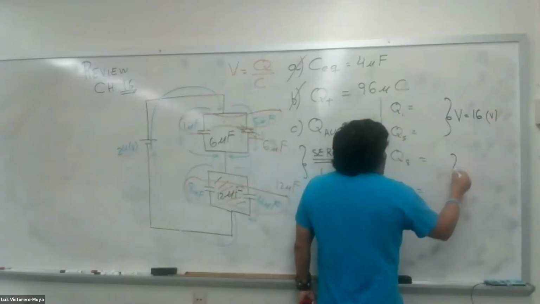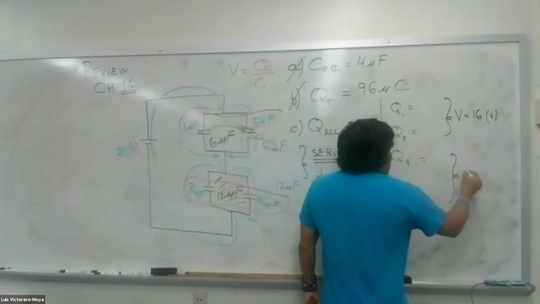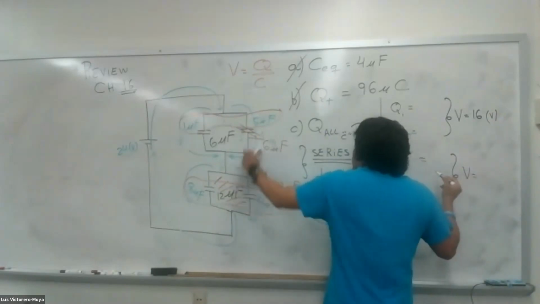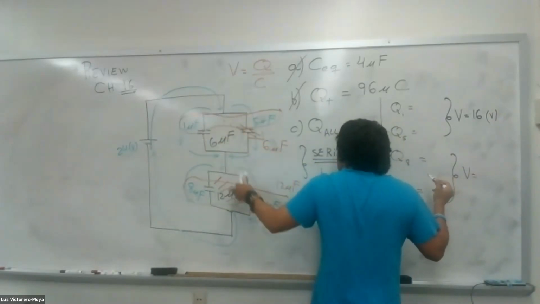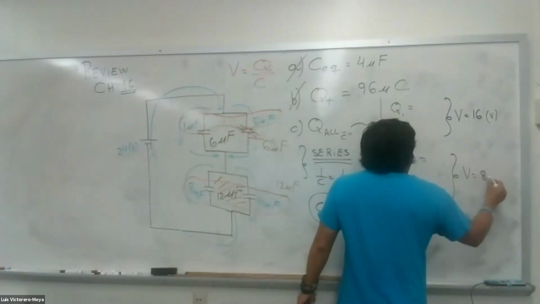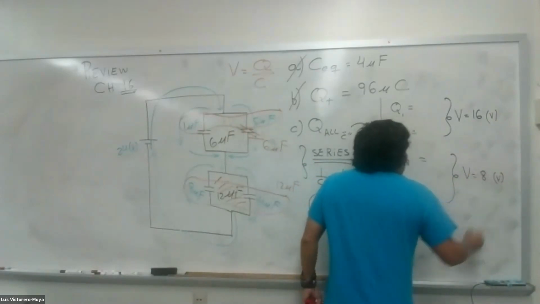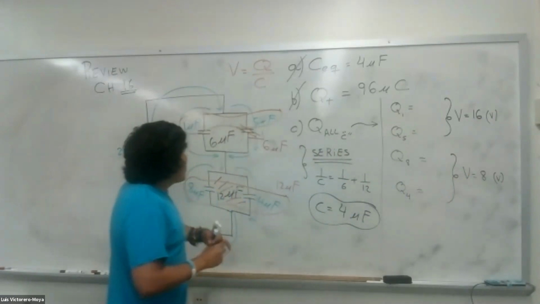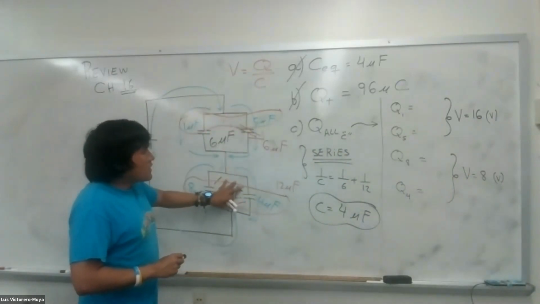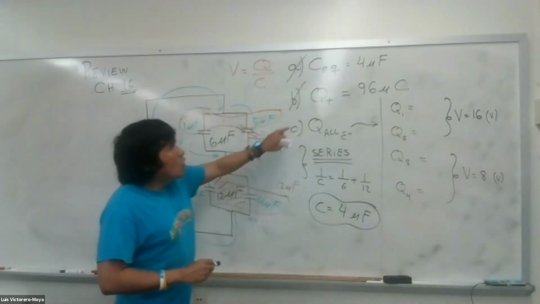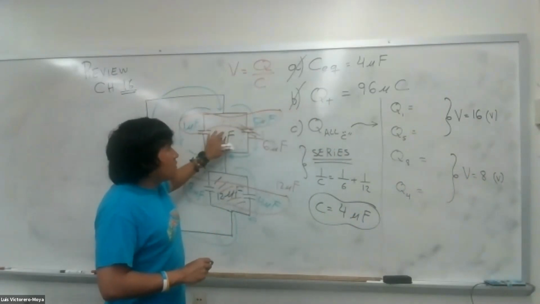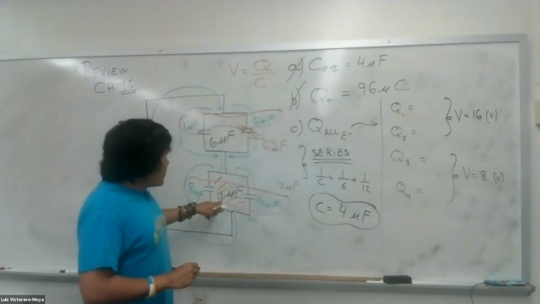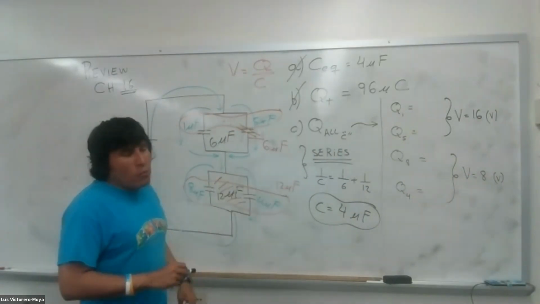And then by potential drop, if this is 16 and everything is 24, here is 8 volts. So this loop has 16 volts, this has 8 volts. I just do Q total divided by 6, or Q total divided by 12, that gives me 8 volts.